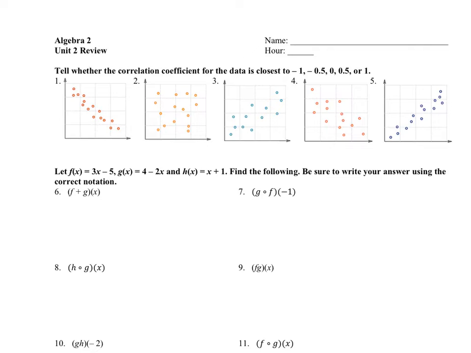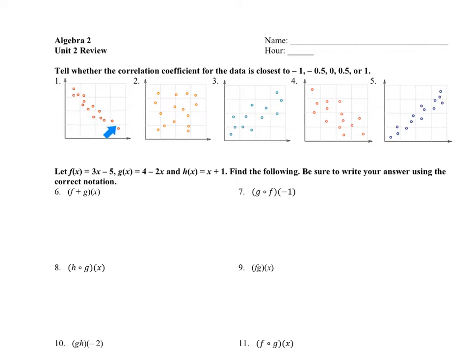The first 5 problems are about what the scatter plot would look like given certain correlation coefficient values. What we want to remember is that values closer to -1 or +1 are going to be more linear, more tightly bunched in a line. Values closer to 0 will be more scattered. Negative values will be trending down from left to right, and positive values will be trending up from left to right. So the first thing I would look at is -1 and +1.